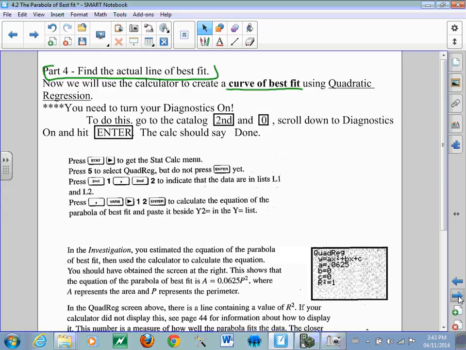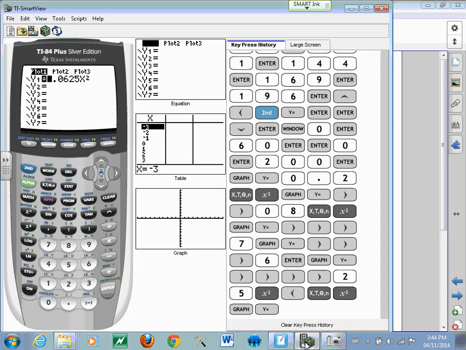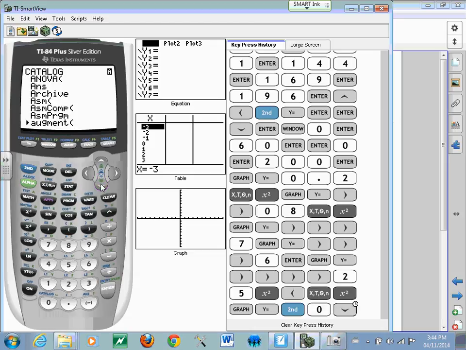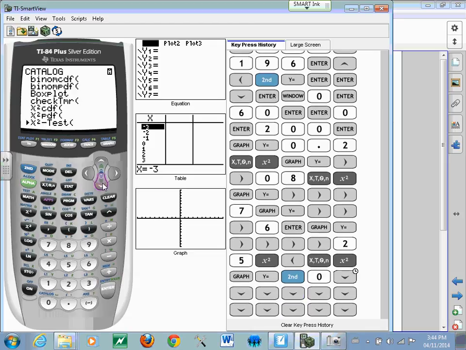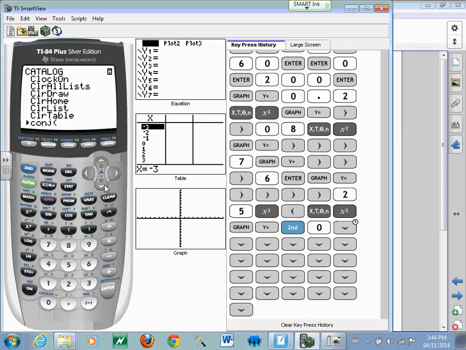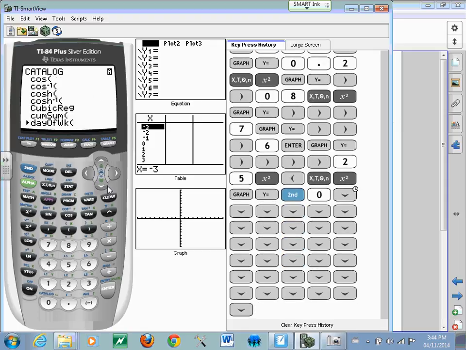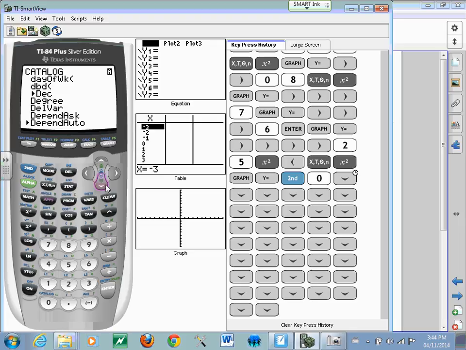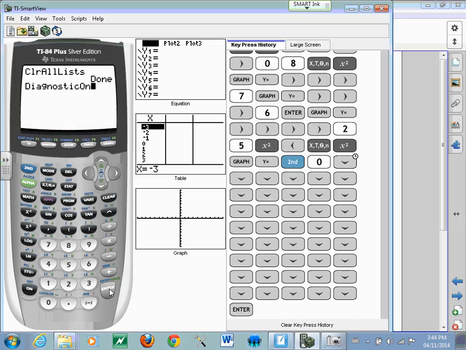What does it say to do? Go to the catalog, which is second 0, scroll down to where you see diagnostics on and hit enter. So let's do that. I go to catalog, which is second and 0. Scroll down. I know there's a lot of functions in the calculator, guys. That's why they can't have them all on at the same time. Okay, so we're getting close. We've got diagnostics. That's off. That's on. So hit enter, and then you hit enter again. It says done.